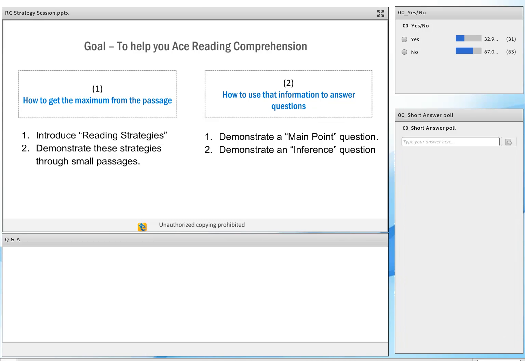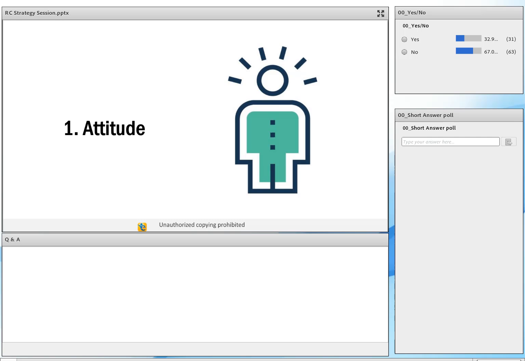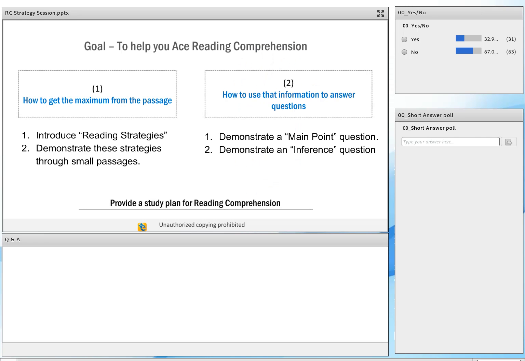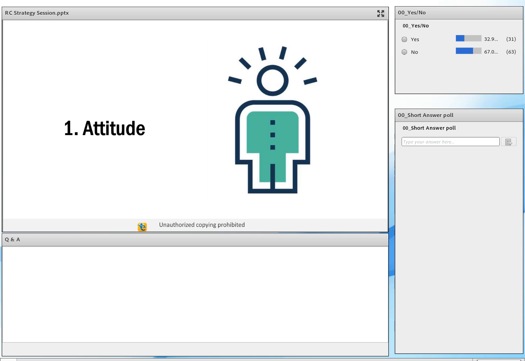So we are going to pick it from here, and now we are going to talk about the various strategies that we recommend, that we prescribe, in order for you to do well on RC. Now the first and foremost thing is your attitude towards RC. Your journey to acing GMAT RC starts with having the right attitude towards reading comprehension.